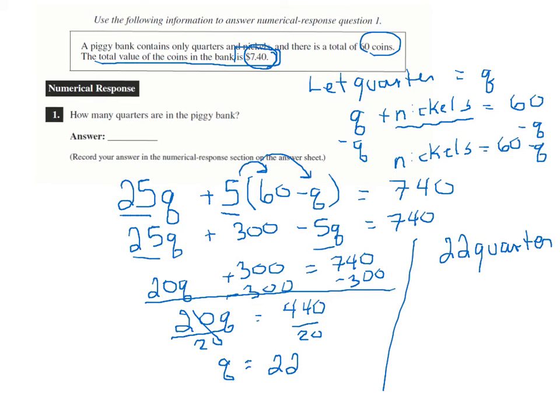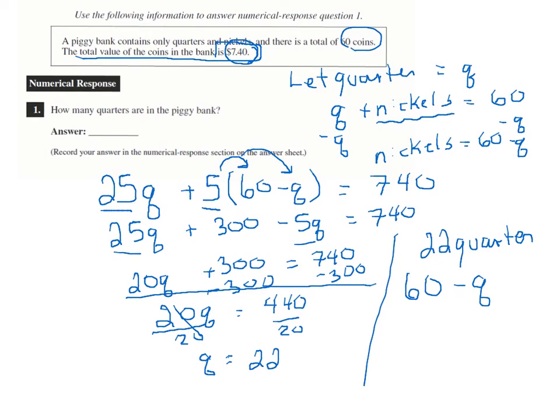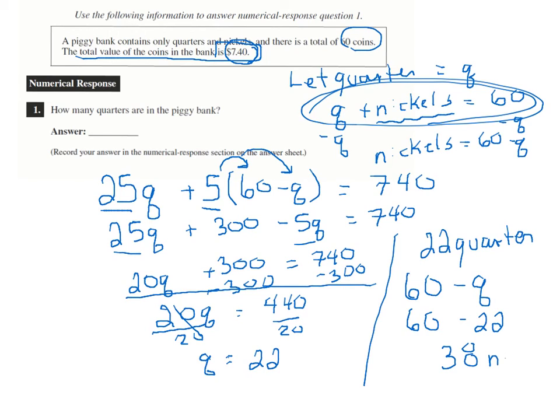The amount of nickels is equal to 60 minus the amount of quarters we have. We will subtract that from 60 to get the amount of nickels that we have, which we defined up here. So 60 minus 22 is 38 nickels.